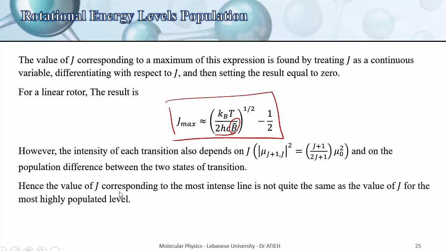The value of j corresponding to the most intense line is not quite the same as the value of j for the most highly populated level. As I have already explained, the intensity of a transition or the intensity of a peak or a line in the spectrum depends on the population of levels and also depends on something else, which is the population difference between two states of transition. So two things control the maximum intensity in the spectrum. Not always the highest line corresponds to the mostly populated level.